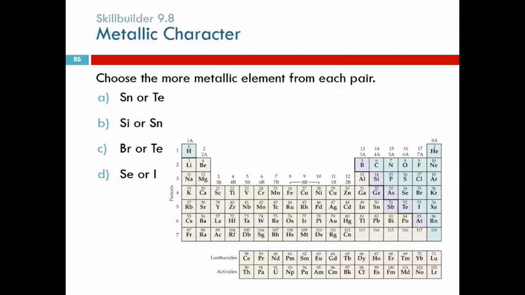How about silicon or tin? Here's silicon and here's tin. Which one's more metallic? The tin. That make sense? Okay, so that should help you out answering the questions on that worksheet. Okay, there we go.